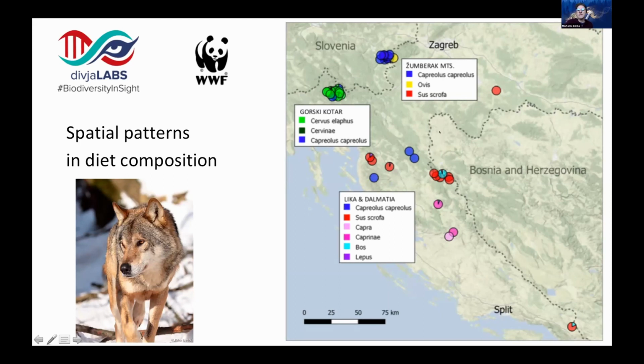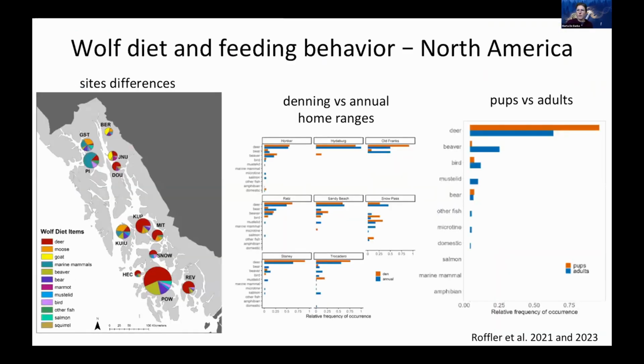And this is consistent with what we know about prey availability and also the distribution of human presence and activities in the study area. And it seems to suggest that the wolves shift their diet based on the availability of their preferred prey. And this is also consistent with another similar study that was done in North America, where they also looked at the spatial patterns in the diet using eDNA metabarcoding.